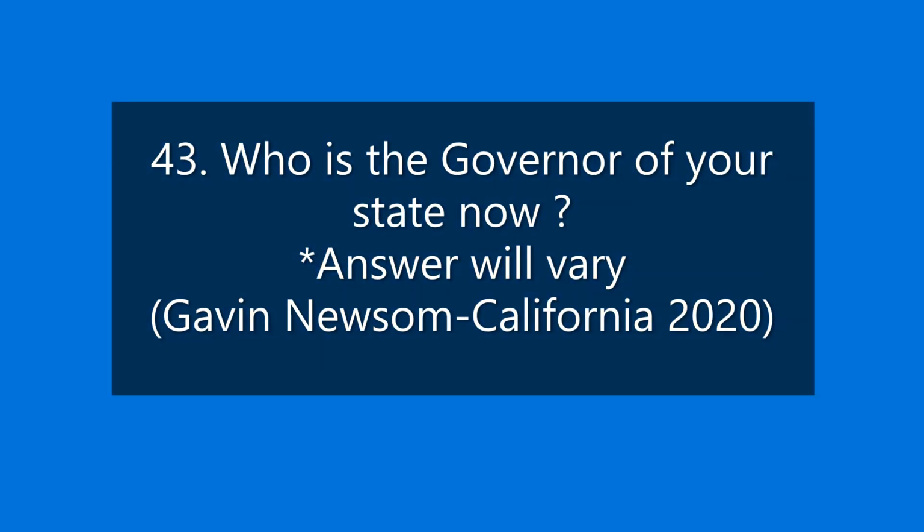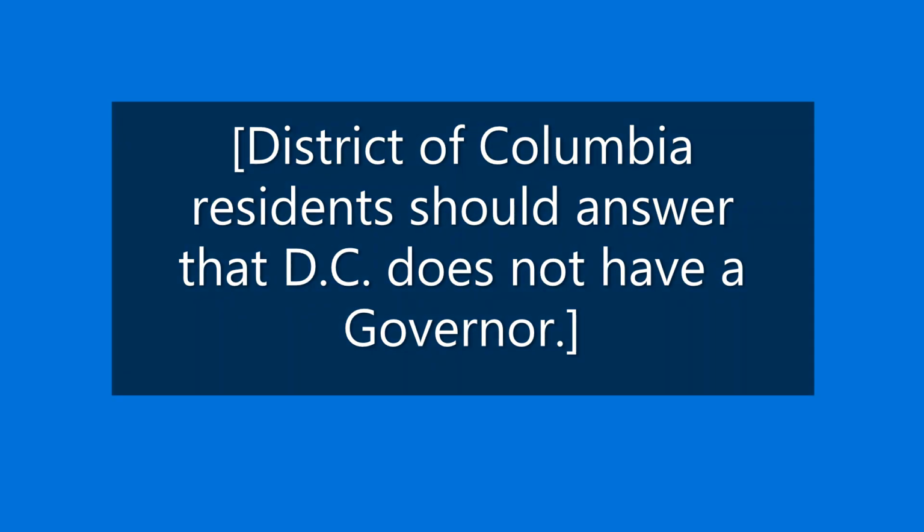Number 43. Who is the governor of your state now? The answer should be varied. In case of California, you should say, Gavin Newsom is the governor of the state of California. Note, District of Columbia residents should answer that D.C. does not have a governor. So you should say, we don't have a governor in the District of Columbia here.